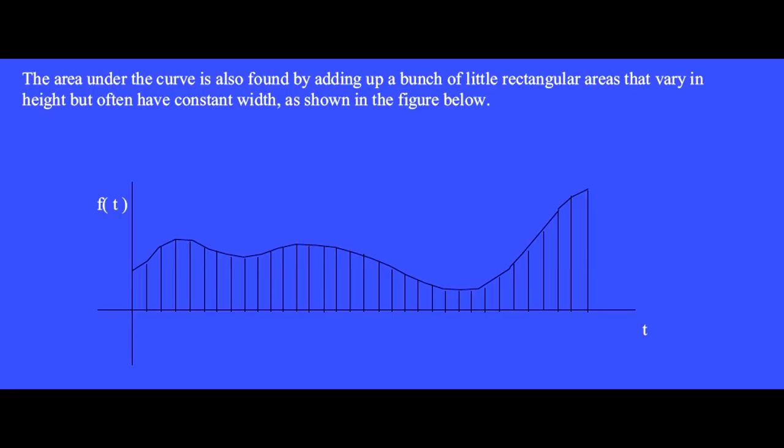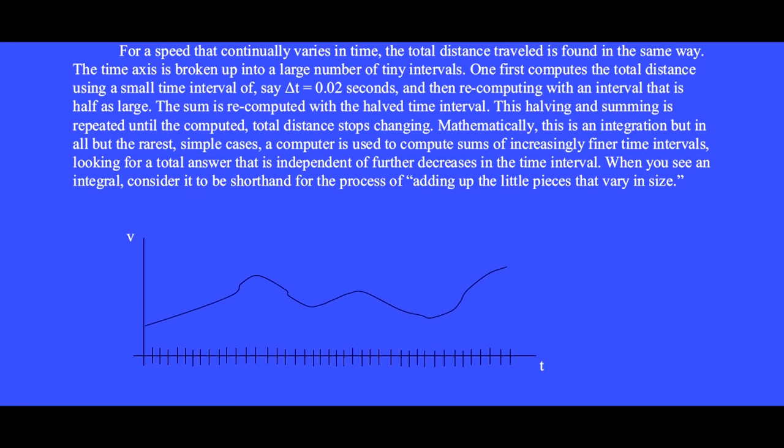For any function, the area under the curve can be found by adding up the areas of a bunch of little rectangles and trapezoids. It's surprising that this process works, but it's the fundamental procedure of today's science and engineering.